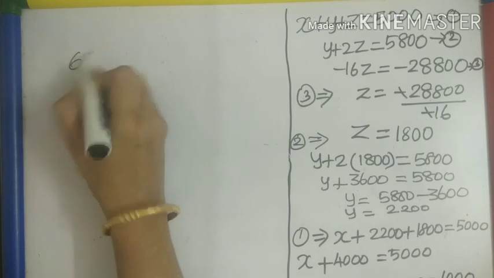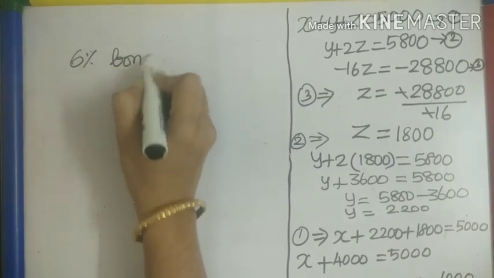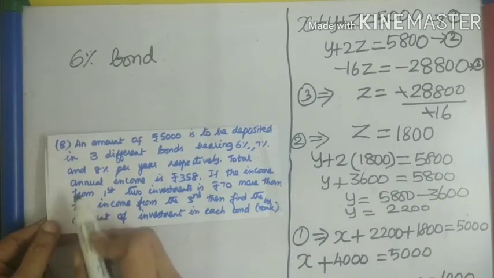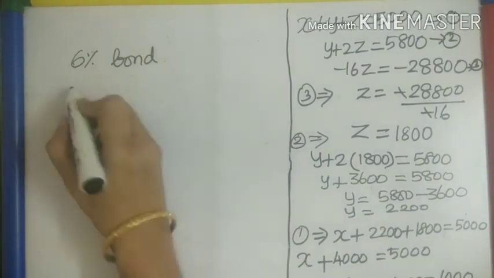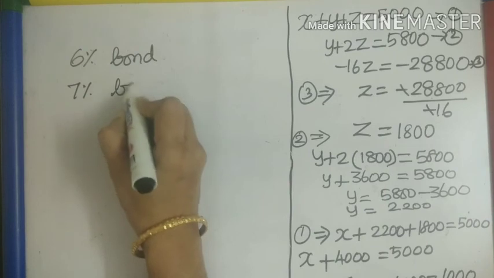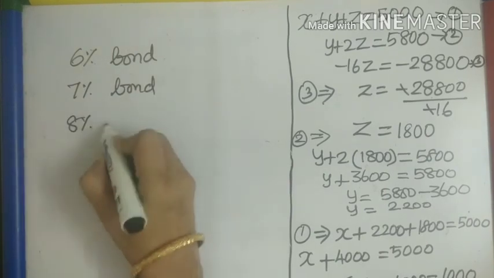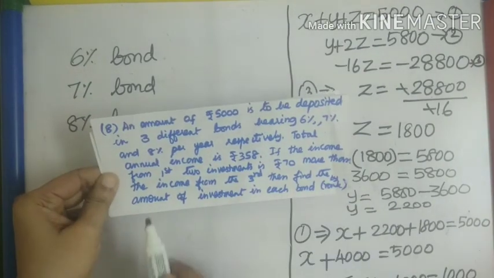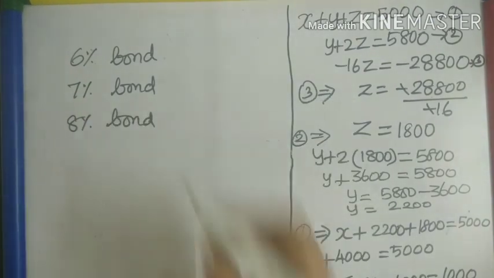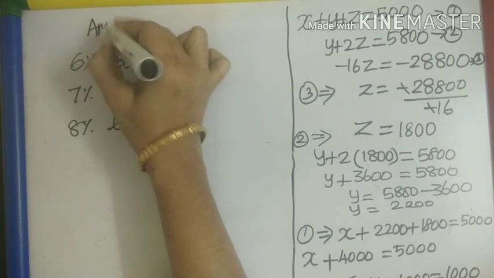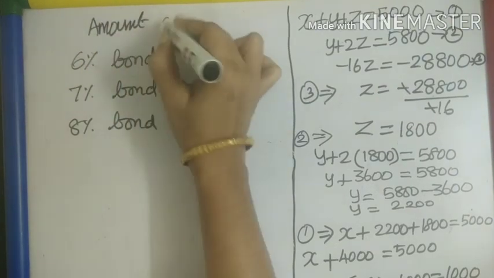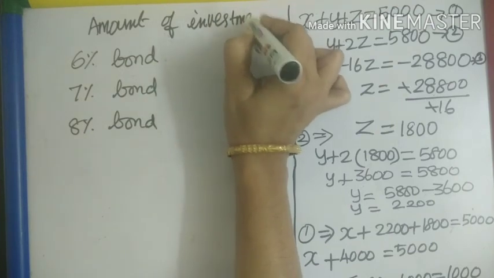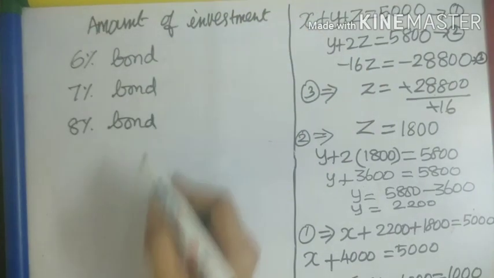So 6% bond is there from the question. 6, 7 and 8. So 6% bond, 7% bond and 8% bond. The question is, find the amount of investment. So we will give the general heading amount of investment. All the statement problems expect you to write the answer in statements.